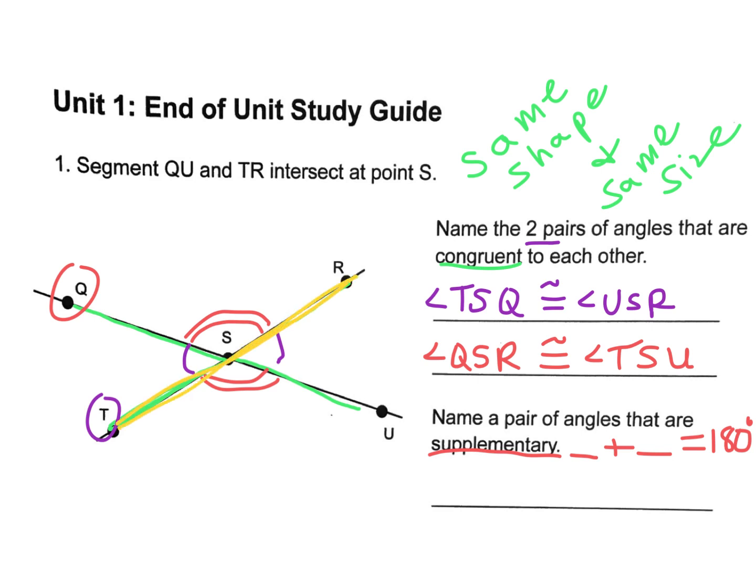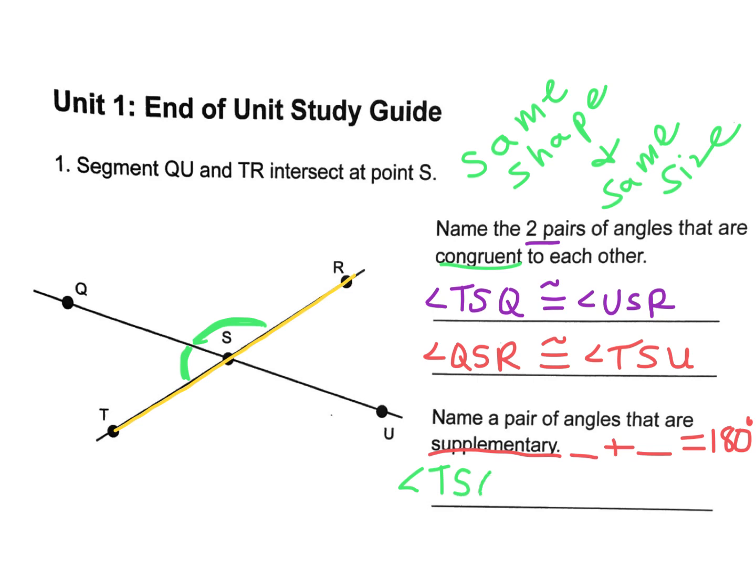Let me erase everything. Okay, so I see a straight line going across here. So this angle, plus this angle here, together would make 180 degrees. So now we just go ahead and name those angles. Angle TSQ and angle QSR. If I were to add those two measurements together, we would get 180 degrees.